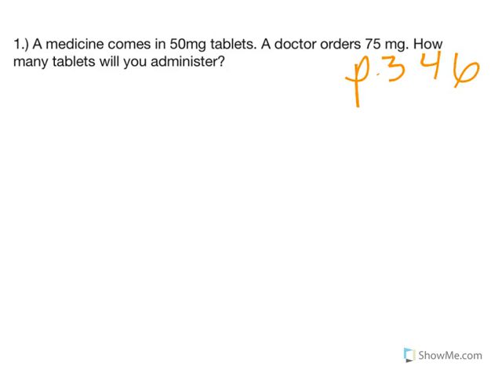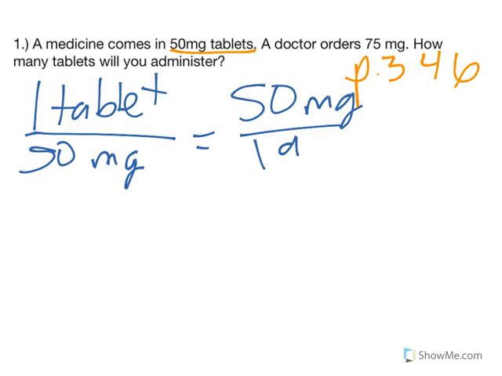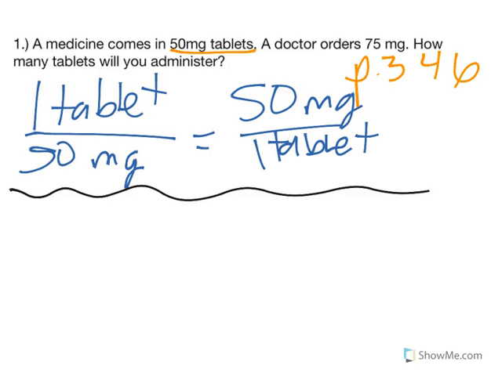Problem number 1. A medicine comes in 50 milligram tablets. So if you think about what that means, that means one tablet is 50 milligrams. And of course, we could write that also as 50 milligrams is one tablet. So just thinking in terms of what we can turn into identity ratios. Okay, so a doctor orders 75 milligrams. How many tablets will you administer?